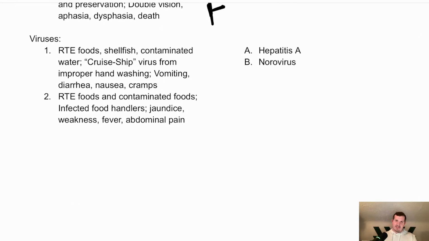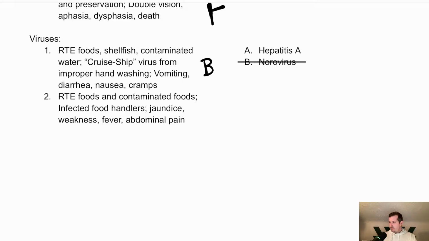So for our viruses, we only have 2 to go with here. So go ahead and take a look. Let's start with number 1. Ready to eat foods, shellfish in contaminated waters, the cruise ship virus from improper hand washing, vomiting, diarrhea, nausea, and cramps. That would be a good fit for that one, folks. Good. I would say with the cruise ship virus, think of Norwegian cruises and norovirus.